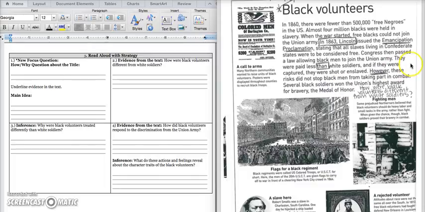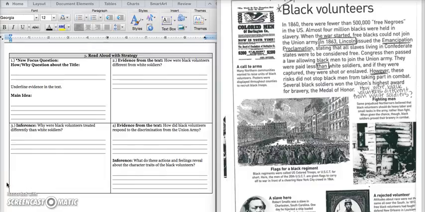And we have this part in our text that says they were paid less than white soldiers, and when they were captured, they were either shot or enslaved. So you can write that down in box 2, press pause if you need to, and then play when you're ready to listen again.